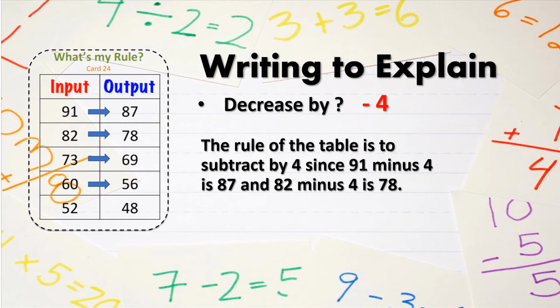Now, this is just a brief explanation to show how you can explain your input-output table. Notice I only did a couple of examples from the table itself. Again, unless the pattern changes, you do not have to explain all the inputs compared to all the outputs.